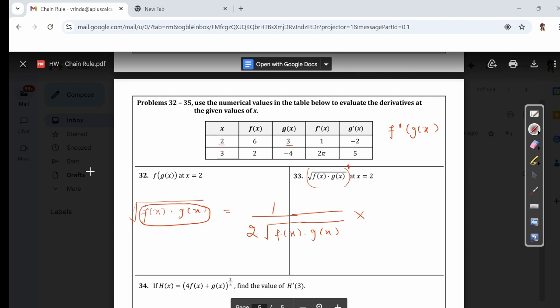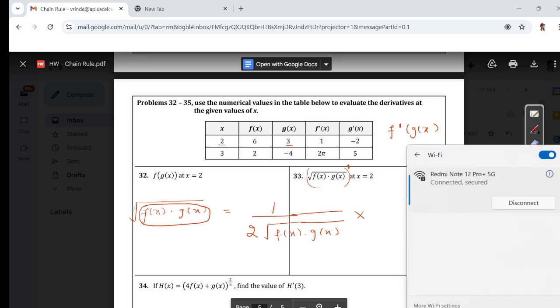Okay, your screen is frozen. I'm unable to see what you're writing. Okay, wait.